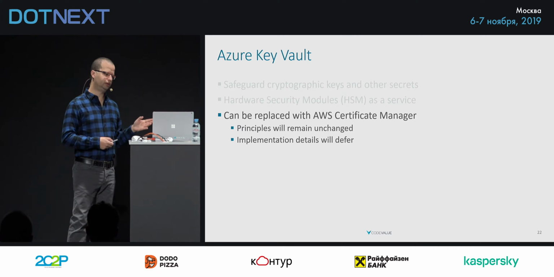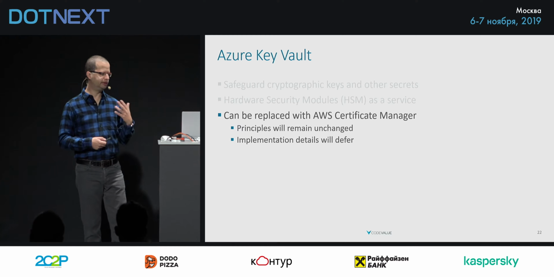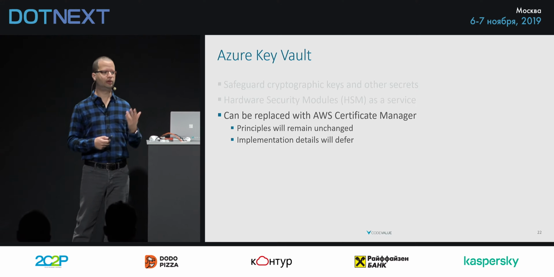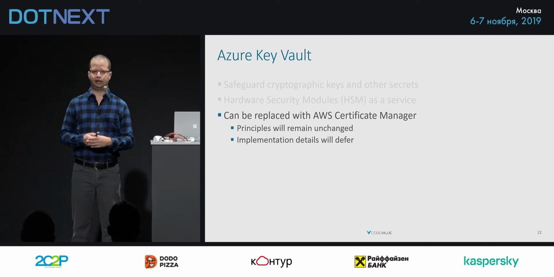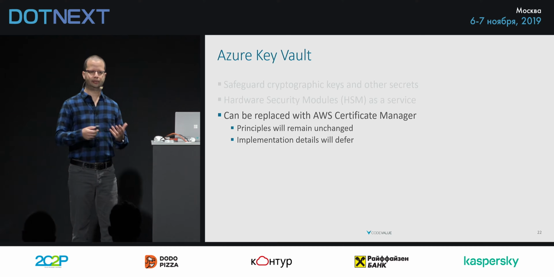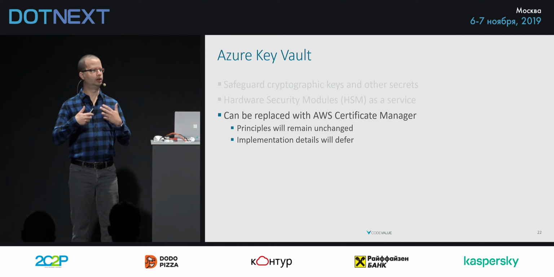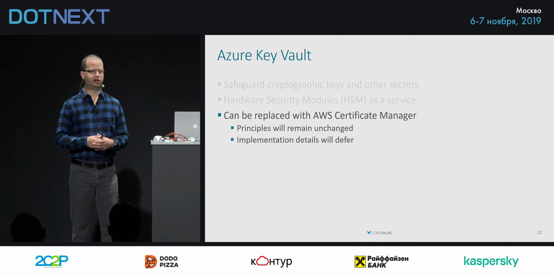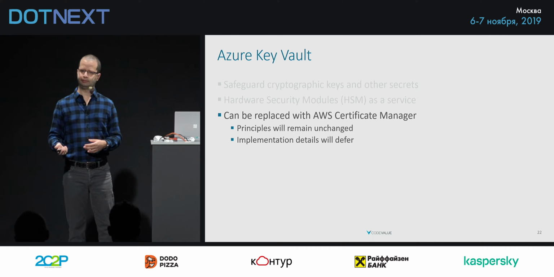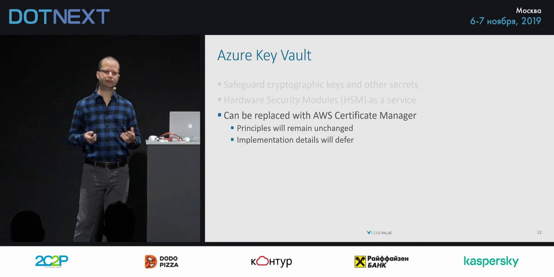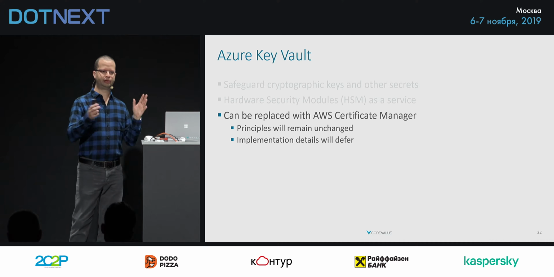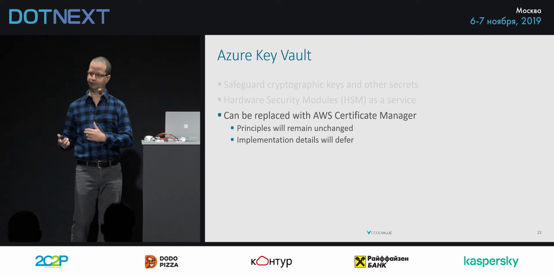Now, if you don't want to use Azure Key Vault, you can definitely replace it with other solutions. AWS has a similar solution called AWS Certificate Manager. And if you don't want to use either Azure or AWS, again, there are other solutions which are meant to manage sensitive information such as certificates or encryption keys. Some of them are in the cloud, some of them are on-prem. So if you choose one of them, obviously the implementation details will change, but the principles that you see here will remain the same.